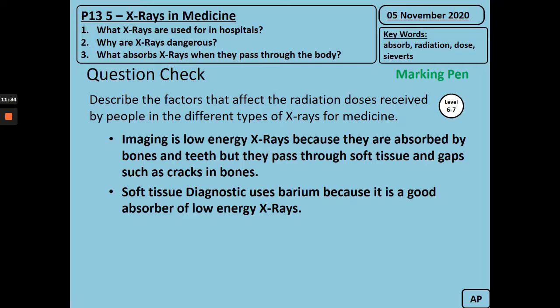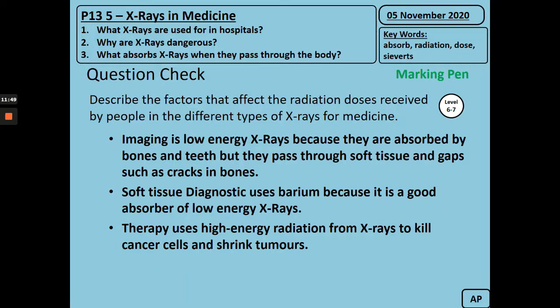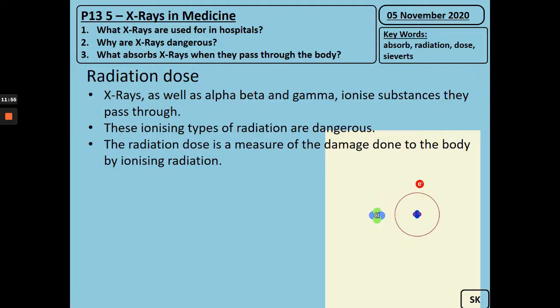Soft tissue diagnostic uses barium because it is a good absorber of low energy X-rays. So the tissues wouldn't normally absorb them and show up on the imaging, but if you ingest that barium, then they will. Therapy uses high energy radiation from X-rays to kill cancer cells and to shrink tumours.